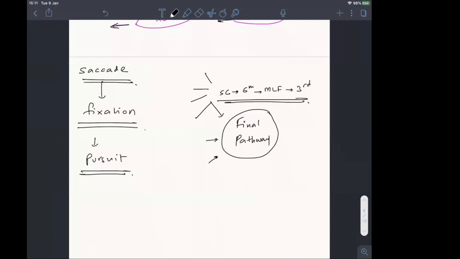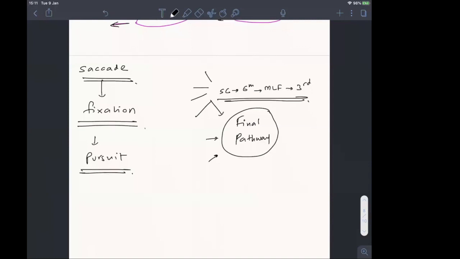These are different ways in which your eyes are moving, but all of them ultimately, for your eyes to move, your muscles have to act. And for your muscles to act, your nerves have to get stimulated, and your nerves get stimulated from this pathway, the final pathway. This is why this is known as the final pathway.